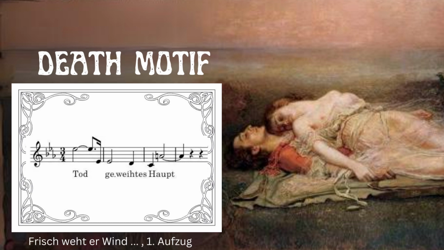Isolde is on a ship. Tristan does not dignify her with a glance, and she hears the sailors mocking her with a song. She is tormented by deep black thoughts. When she expresses her wish to die, the death motif can be heard.